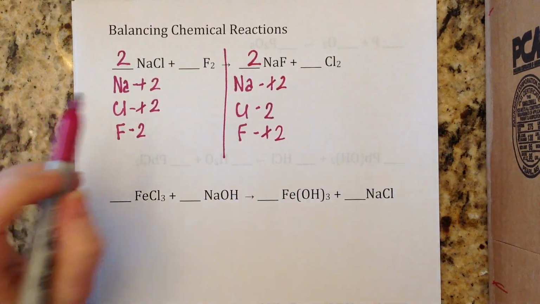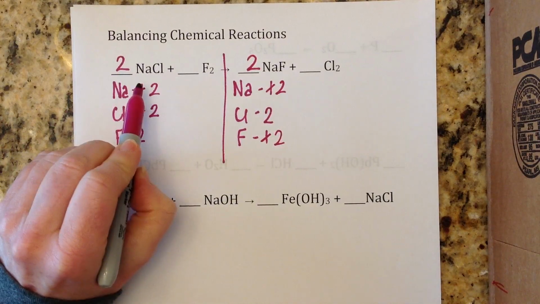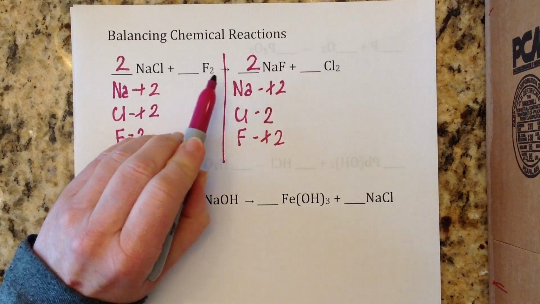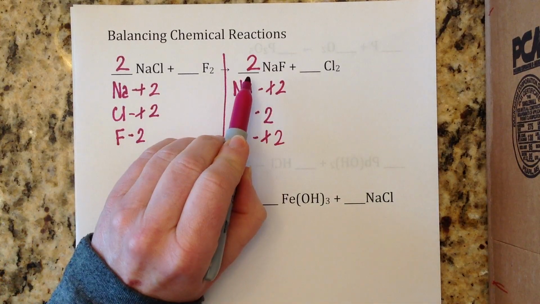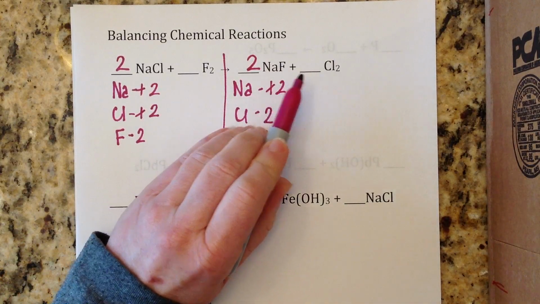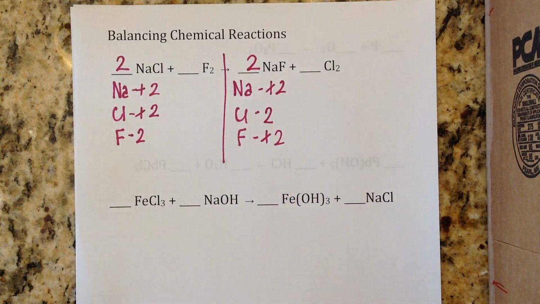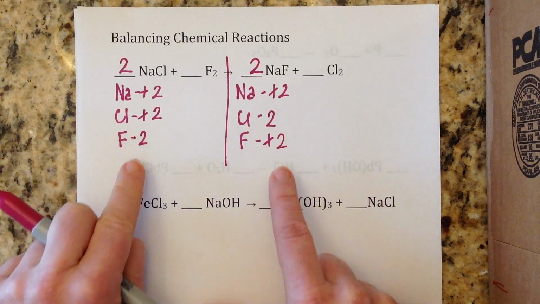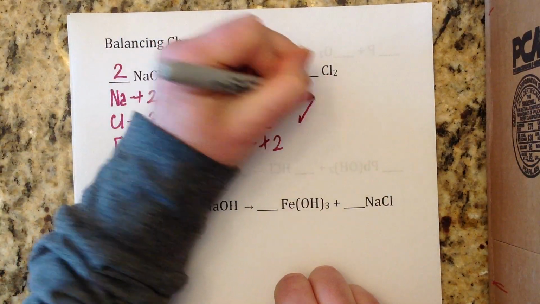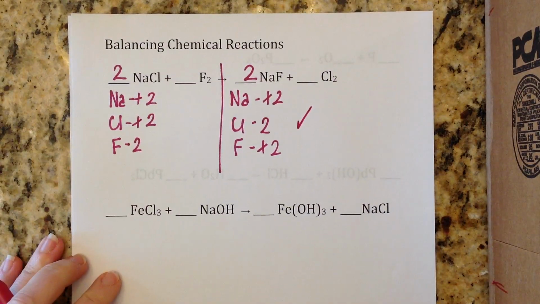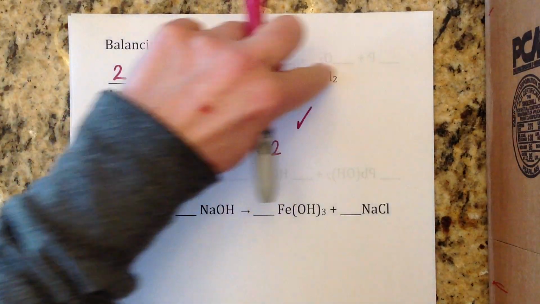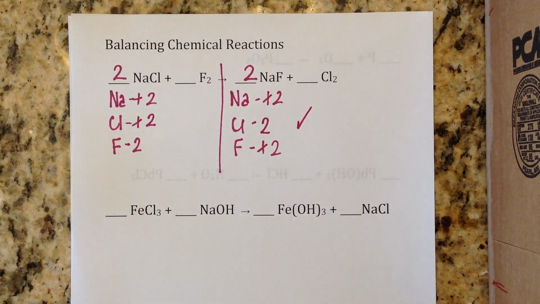So this reaction is actually 2 moles of sodium chloride plus 1 mole of fluorine gas yields 2 moles of sodium fluoride plus 1 mole of chlorine gas. I know I'm balanced because the sodiums match, the chlorines match, the fluorines match, and I'm done. So my students, when I tell you to show your work on these, this is what I'm looking for right here, and then this is your final equation.